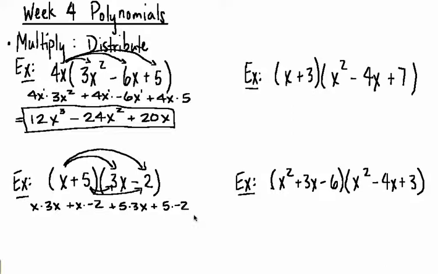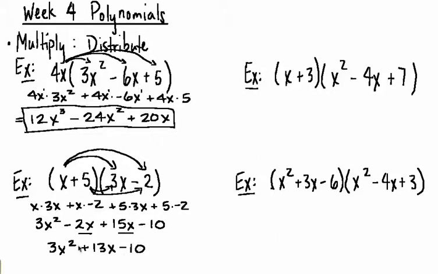And now that we've distributed, we can actually do our multiplication. X times 3x is 3x squared. X times negative 2 is a minus 2x. 5 times 3x is 15x. And 5 times negative 2 is negative 10. And then when you get to this step, see if there are any like terms that you can combine. Notice that you have two terms that have an x. So we can combine those together. Negative 2x plus 15x is a positive 13x. And now we're done. We would not be able to add 3x squared plus 13x because we do not have like terms, because the x squared and the x are different.